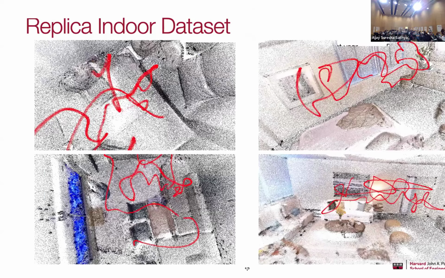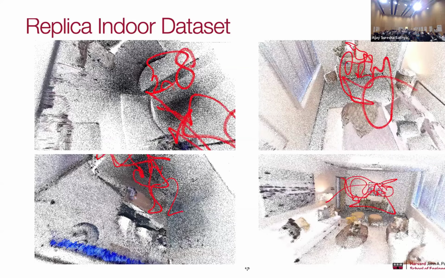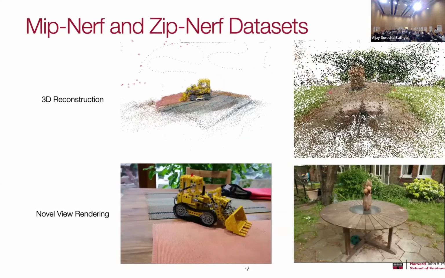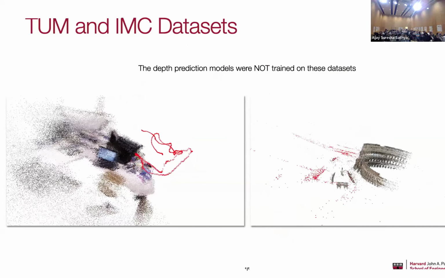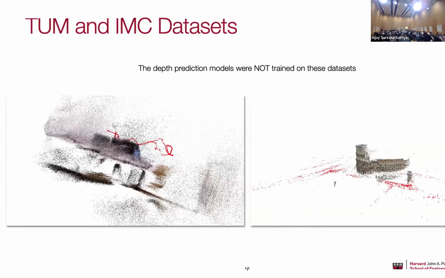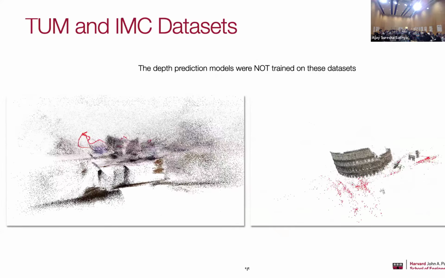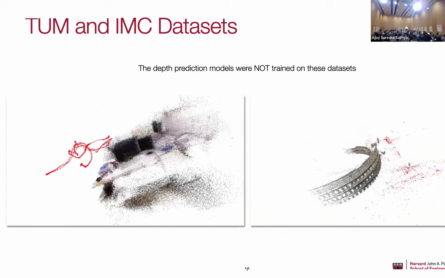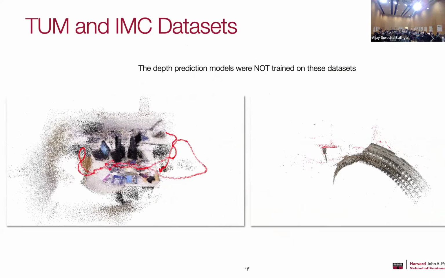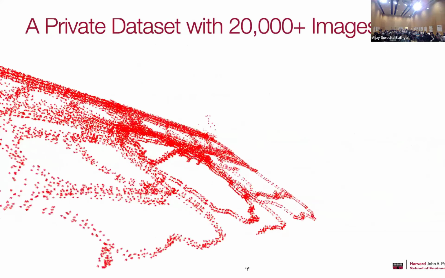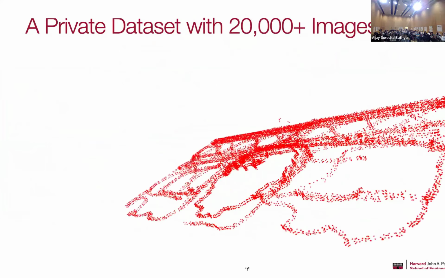Okay, and then these are again some of the results from the Replica data set. This is some MipNeRF and ZipNeRF data sets with neural rendering. And then this is some TUM and IMC data sets. So the nice thing to see here is that these depth estimation models are actually not trained on these data sets. So therefore, you can make use of the zero-shot generalization of these foundation models with convex optimization. And this is a private data set with about 20,000 images. Here I'm only showing the cameras.